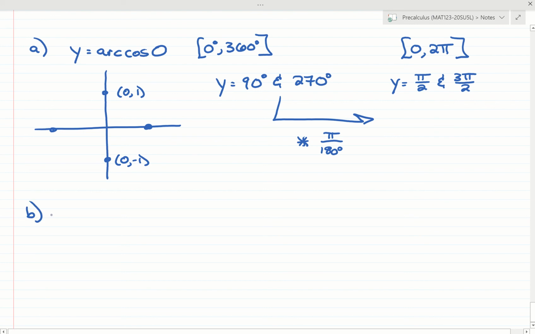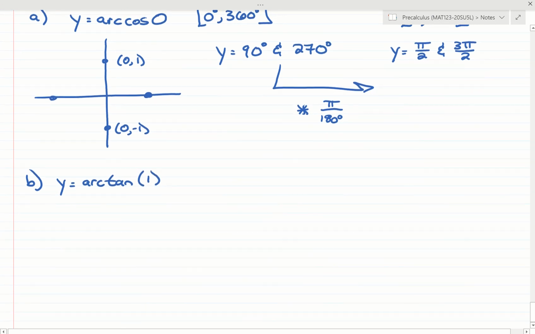What about a problem like this, where y is equal to the arc tangent of, let's say, positive 1? Okay. Now, I know tangent of 1 is going to happen in our 45, 45, 90 triangle. And let's see what quadrants it's positive in.